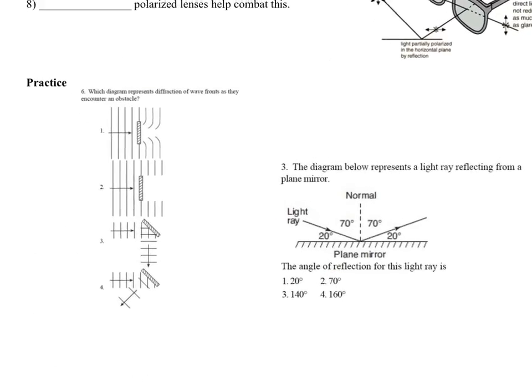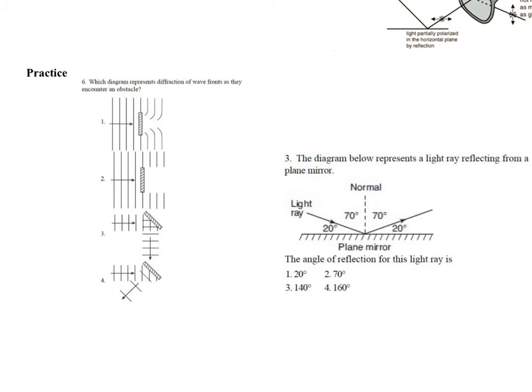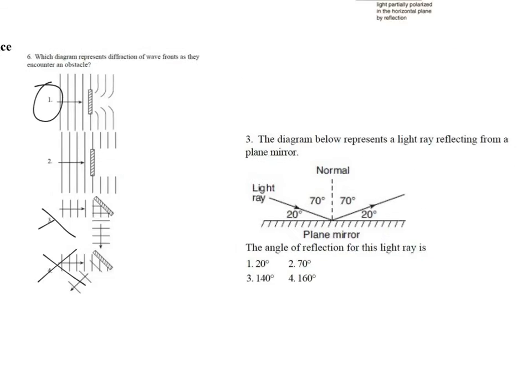Just looking at the practice questions down here. Which diagram represents diffraction of wavefronts as they encounter an obstacle? These two show reflection, 3 and 4. 2 shows waves going past an obstacle but not changing direction. Remember, when waves pass the edge of a barrier, they bend or change direction. That's why when it goes through a slit, it spreads out in all directions past those edges.